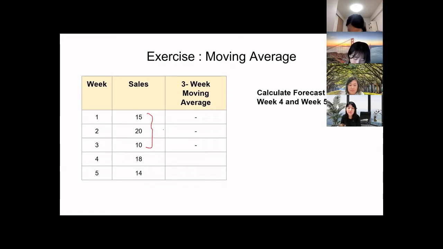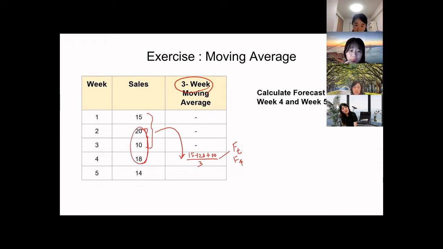So these 3 data are needed for this forecast. Sometimes we call this symbol FT, forecast for time. Time is 4, so this is forecast 4. It's just a symbol. So this is 15 plus 20 plus 10 divided by 3. Why? Because I said a 3-week moving average. For the next one, week 5, tell me how you're going to do it. 20 plus 10 plus 18, and divided by 3. Then you can do the rest.